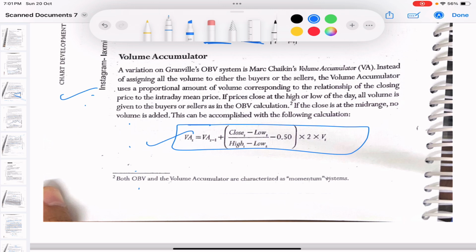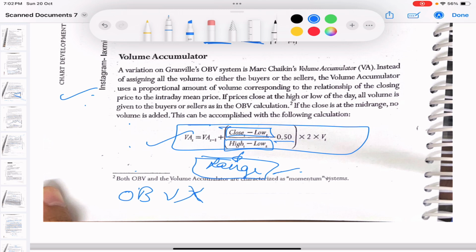The moment you think about volume accumulator, you need to remember that volume accumulator is different as compared to the on balance volume. Why? Because it takes the intraday range into account, and OBV was only looking at the closing prices. So the moment you see this high and low, close minus low, 0.50, you know that the range is also now in the picture. Since the range is also there, it cannot be OBV, right? So now I know that this is the formula of a volume accumulator.